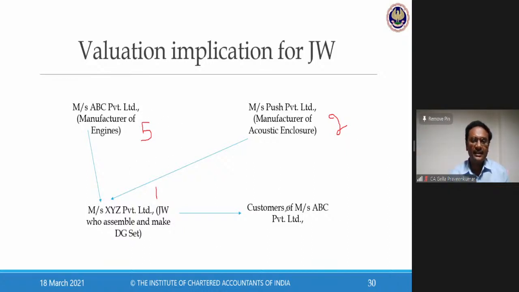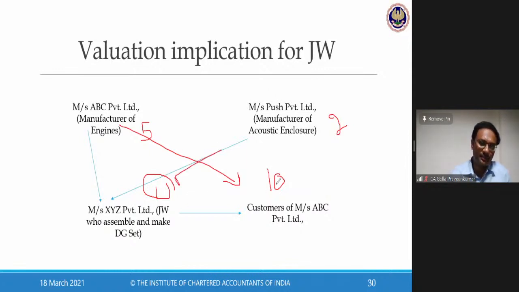lakhs. This DG set is sold to the customer on behalf of this particular gentleman for say 10 lakhs. Now, the value of supply in the hands of XYZ Limited is 1 lakh. Only on this 1 lakh, GST is payable, not on 10 lakhs. I repeat, 5 lakhs is the engine cost, 2 lakhs is the acoustic cost, 1 lakh is the DG set assembly cost. 5 plus 2, 7 plus 1, 8. Total 8 lakhs is the cost in the hands of ABC Private Limited.